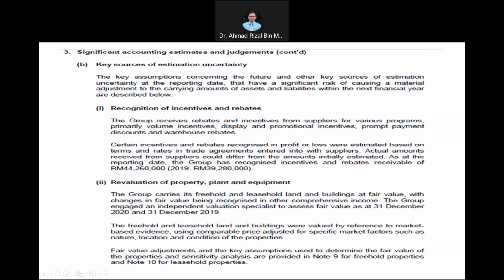This is again the estimation of certain risk. This is recognition of incentive and rebates, and also revaluation of property, plant, and equipment. This is with regards to something that occurs in the assets but affects the income statement, the P&L of the company. And this is with regards to revaluation of their fixed assets. Okay, I think that's all for this topic.